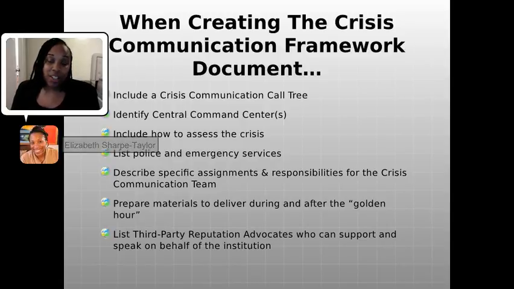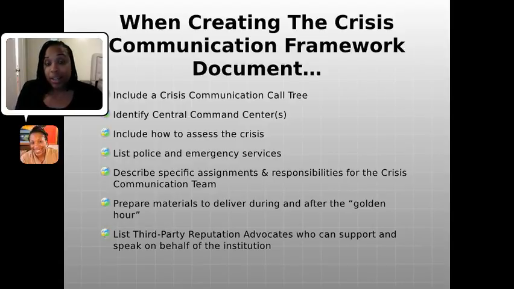Here's a short list of what to include in your crisis communication framework. You're going to want to include a communication call tree. This crisis communication call tree is a method to streamline messaging and notify people on the crisis communication team of the crisis. You're also going to want a central command center. This is a location where people on the crisis communication team can meet so that they can discuss how they're going to handle the crisis. This place needs to have phone line accessibility, preferably hard lines, as well as cell phone accessibility and internet connections.